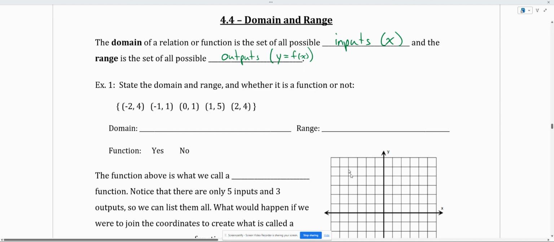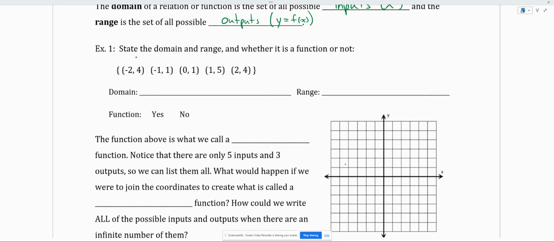So really simple, we're going to look at a set of ordered pairs here. We want to know what's the domain, what's the range, and whether or not it's a function. So we look at our domain. Our domain are the inputs. So in green here, here's all my inputs. It's always the first number going left to right. So my domain is going to be -2, -1, 0, 1, and 2.